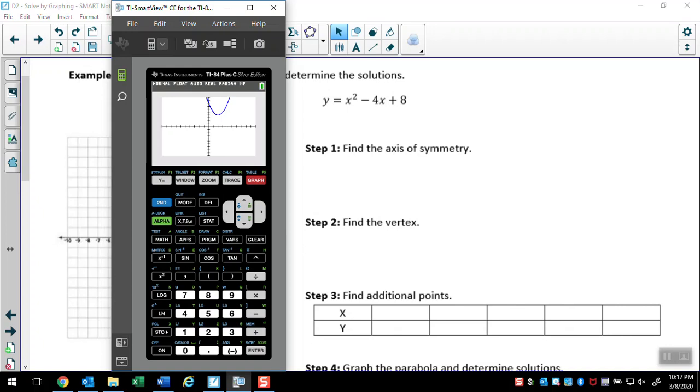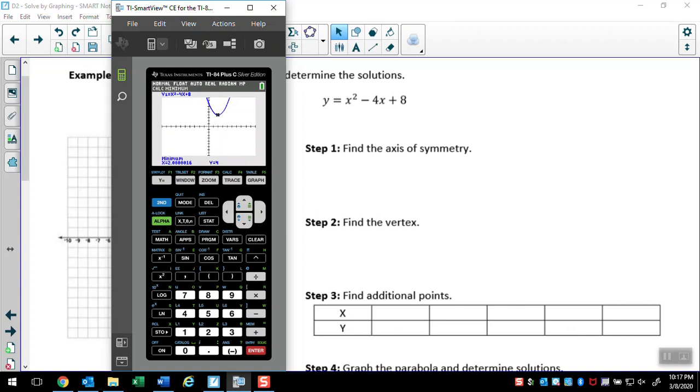First we're going to find that vertex. If you remember, we're going to do second trace so we can calculate. Since it opened up, it has a minimum, so 3. I want to be left bound, so the left side of my vertex. Here's my vertex, so to the left. It happens to be right there, already to the left, so I'm just going to hit enter. Now I'm going to move it over to the right side and try to get it even with where it was, probably right about there. Hit enter, and hit enter one more time.